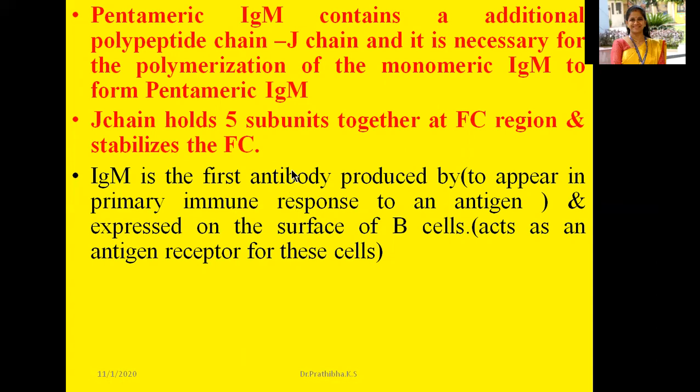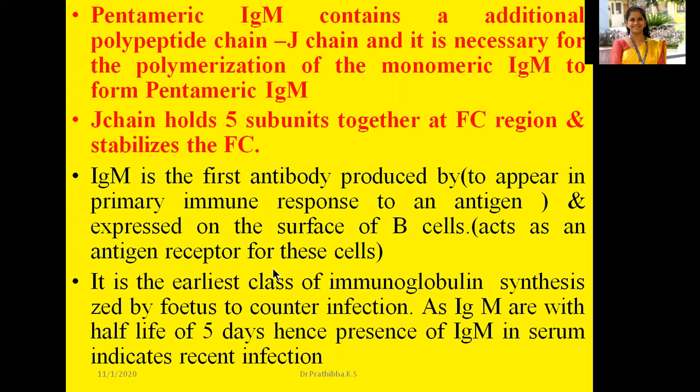Other than fighting against the antigen as the primary immune response, this IgM, which is expressed on the surface of the B cells, triggers the B lymphocytes for the production of the antibody and also acts as an antigen receptor for these cells. It is the earliest class of immunoglobulin synthesized by the fetus to counter infection. Okay, so you can say these are the primary immunoglobulin.